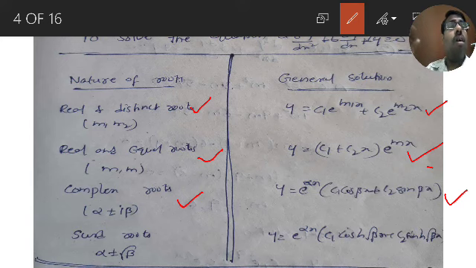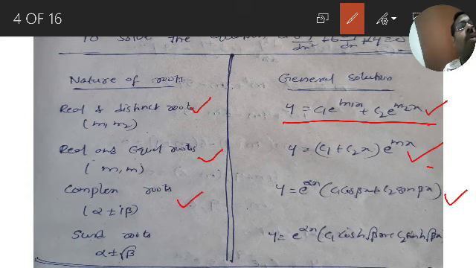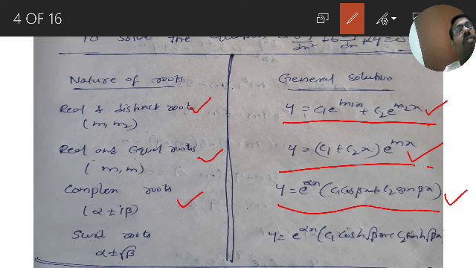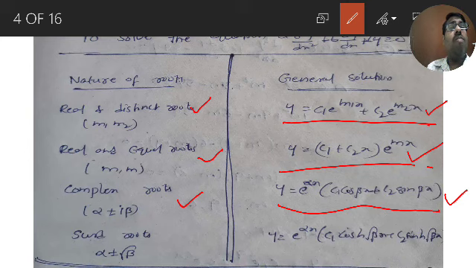Depending on the roots, there may be real and distinct, real and equal, or complex. Depending on the nature of the roots, we write a general solution. These three formulas you have to remember: real and different, this one first; real and equal, the second one; complex, then the third one. Are you getting? So these three formulas are important. Throughout, we are going to solve the problems depending on these three formulae.